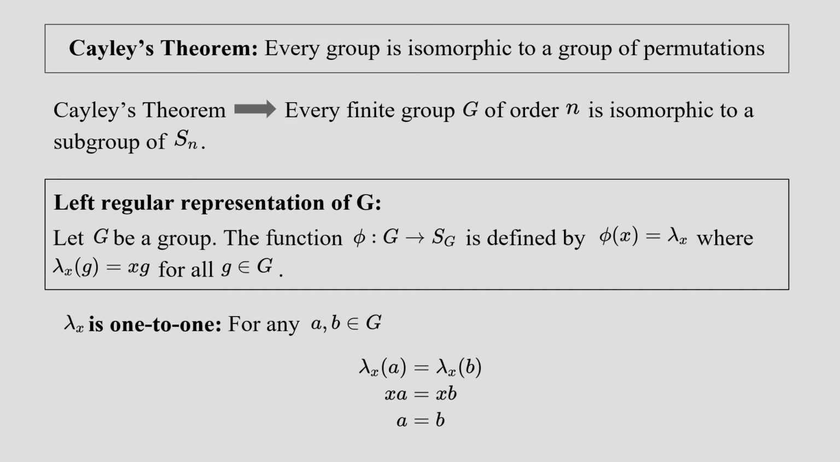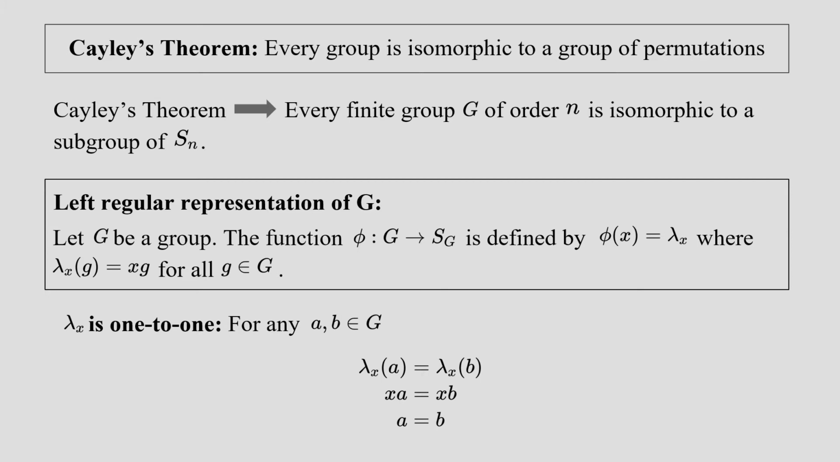In order to prove this theorem, we have to understand the definition of the left regular representation of set G. To define this term, let G be a group. The function phi maps group G to the symmetric group S_G and is defined by phi(x) equal to lambda sub x, where lambda sub x of g is equal to xg for all elements g in the group G. In order to be sure that lambda sub x is a permutation, it should be verified that lambda sub x is both one-to-one and onto.